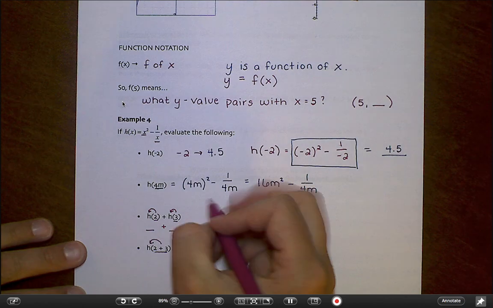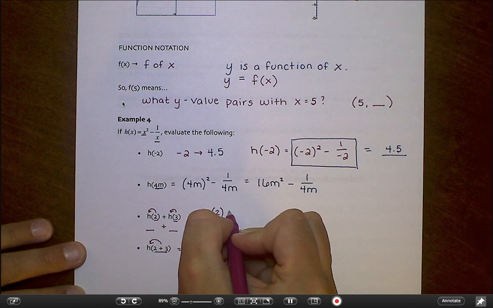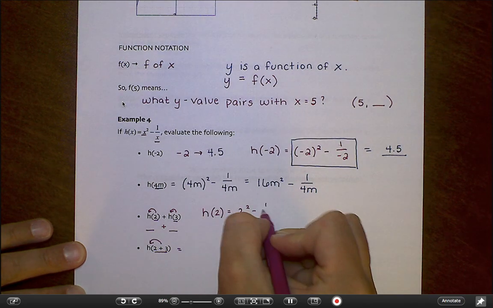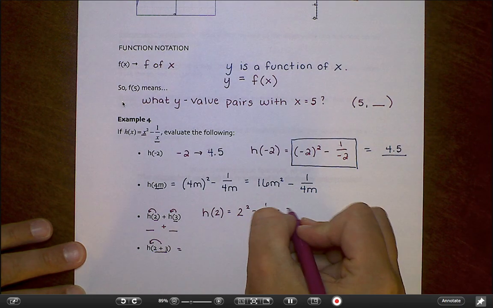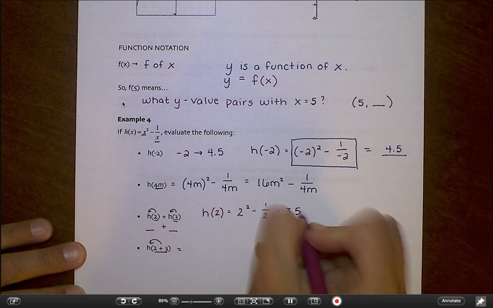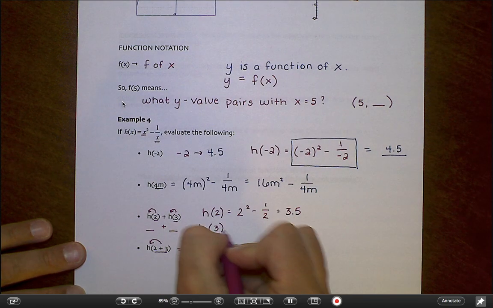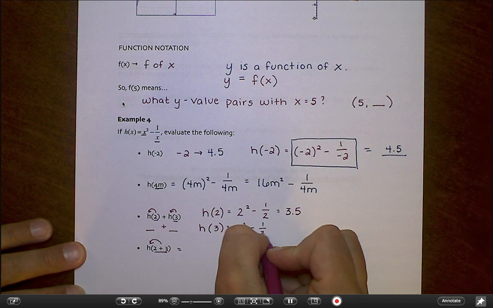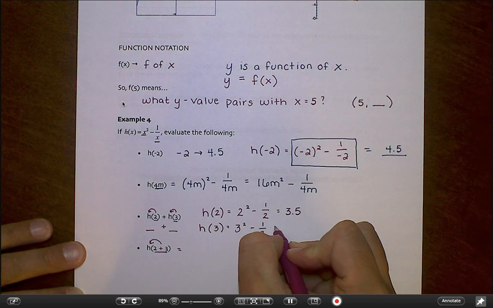So for this one, I would first want to find h of 2, which would be 2 squared minus 1 over 2. I'm just going to do that in my head. That's 4 minus 1/2, so that's 3.5. Then I'm going to do h of 3, which is 3 squared minus 1/3. Let's see, 9 minus 1/3 would really be 8 and 2/3.